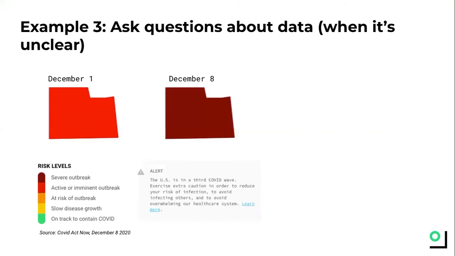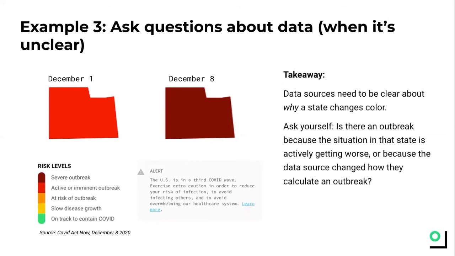For example, if COVID Act Now detects an outbreak in your state, check and see if there have been any recent updates to the way we assess COVID risk. In the images above, Utah went from red to dark red. However, this coincided with COVID Act Now's addition of a new fifth risk level, dark red. Sometimes a state changing colors on COVID Act Now's site isn't because the situation there has changed, but because we've changed the way we calculate risk. Is there an outbreak because the situation is actively getting worse, or is it because we have changed the way we calculate what an outbreak is?